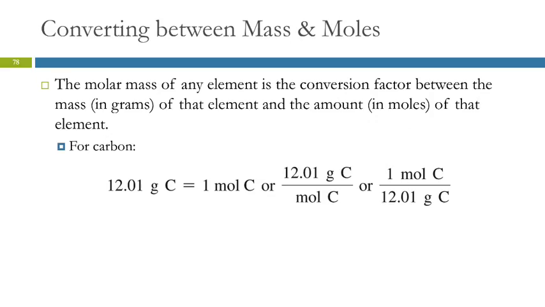So the molar mass of any element is a conversion factor between the mass in grams of that element and the amount in moles. So for carbon, 12.01 grams of carbon is equal to 1 mole. So we can make 2 different conversion factors out of that. Okay.